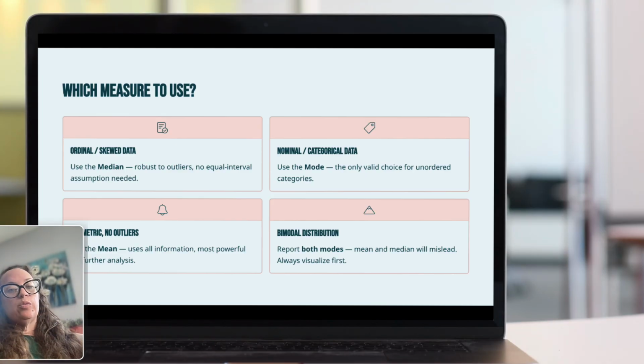So a computer will calculate anything you ask it to, okay? It will happily compute a mean eye color if you code blue equals 1, brown equals 2, green equals 3. That doesn't mean the result is meaningful. You have to know what's appropriate, okay?